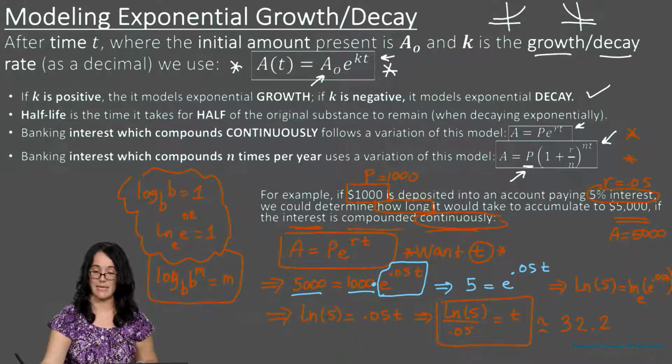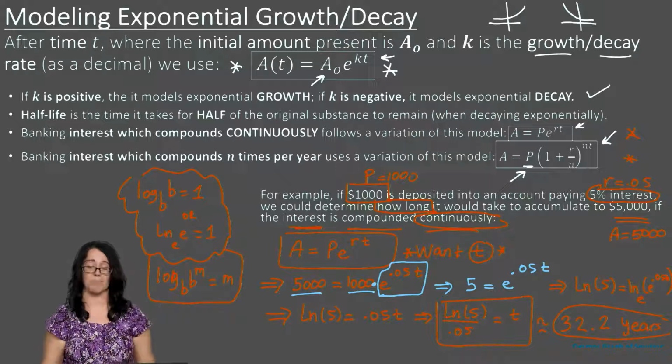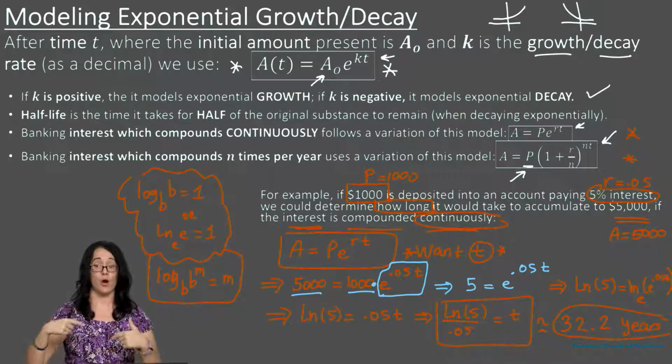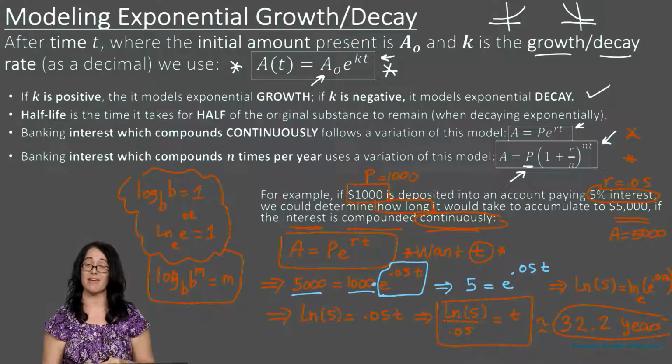So that was in years, right? So roughly 32, over 32 years have to go by for your $1,000 deposit to grow to an accumulated amount of $5,000, assuming that you haven't touched it for 32 years and your interest rate was 5%.